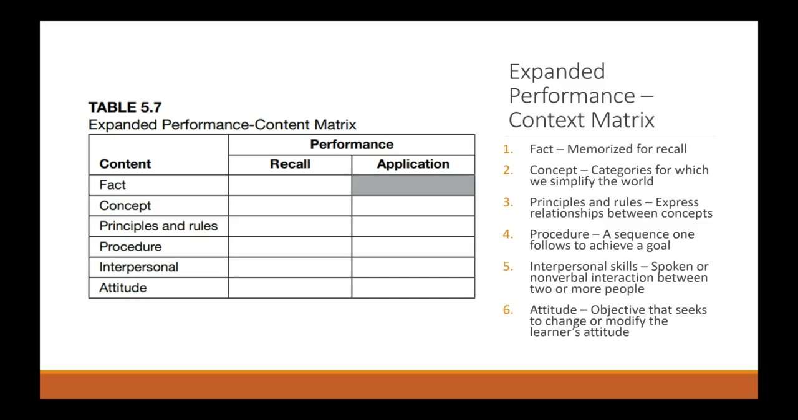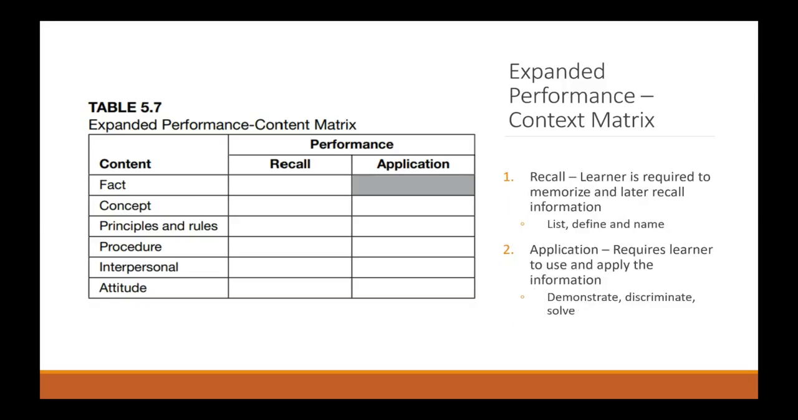So then we have procedure, a sequence one would follow in order to achieve a goal. Interpersonal skills, so spoken or non-spoken interaction between 2 or more people. And then attitude is defined as an objective that seeks to change or modify a learner's attitude.